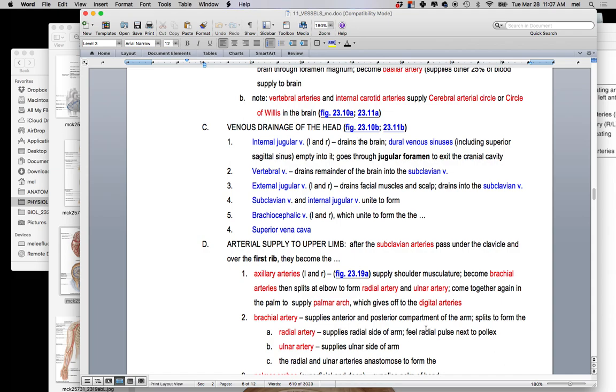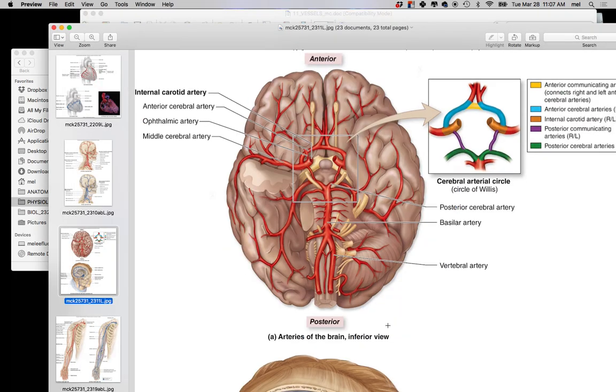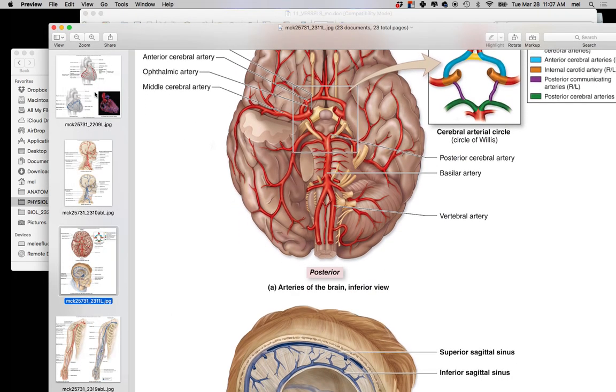Okay, so last thing on the head is, how about we get blood back from the venous drainage of the head. So venous drainage of the head. So tell me, before we even go any further, where do you think that the blood that supplied the brain is going? What vessel do you think it's going to end up in?